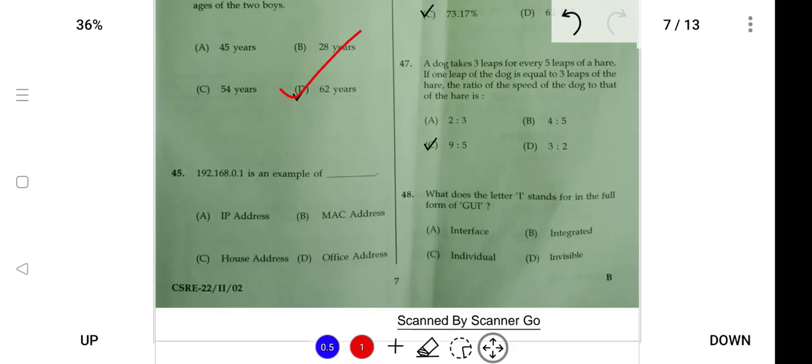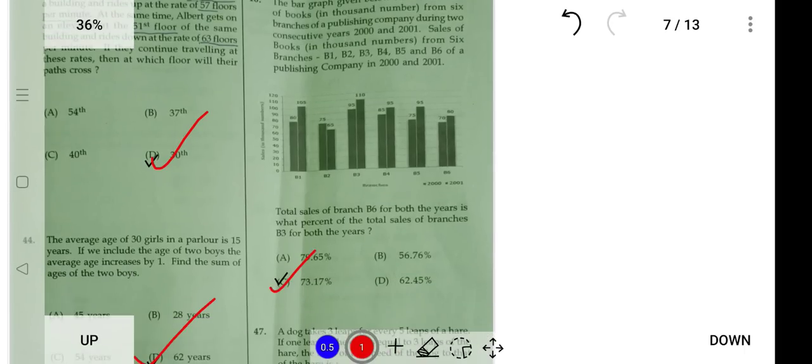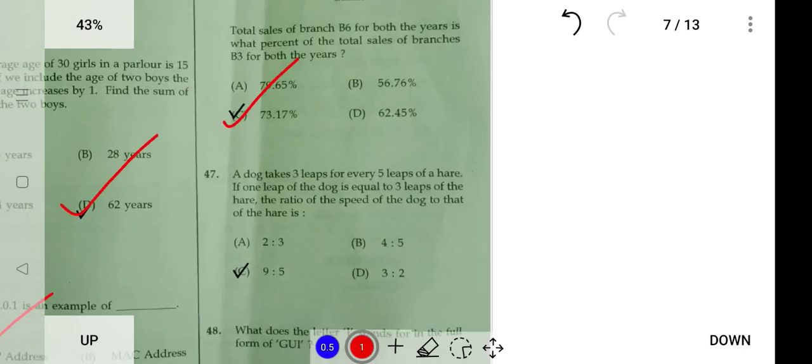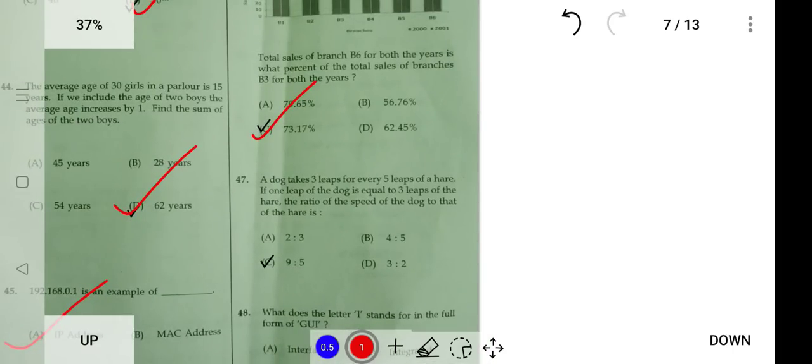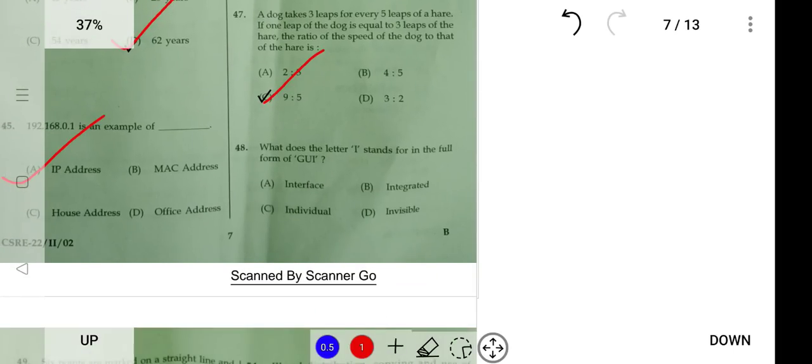192.168.0.1 is an example of an IP address. Question number 46, relating to the bar graph, the answer is 73.17%. A dog takes 3 leaps for every 5 leaps of a hare. If 1 leap of a dog is equal to 3 leaps of a hare, the ratio of the speed of the dog to the hare is 9:5. What does GUI stand for? GUI is graphical user interface.